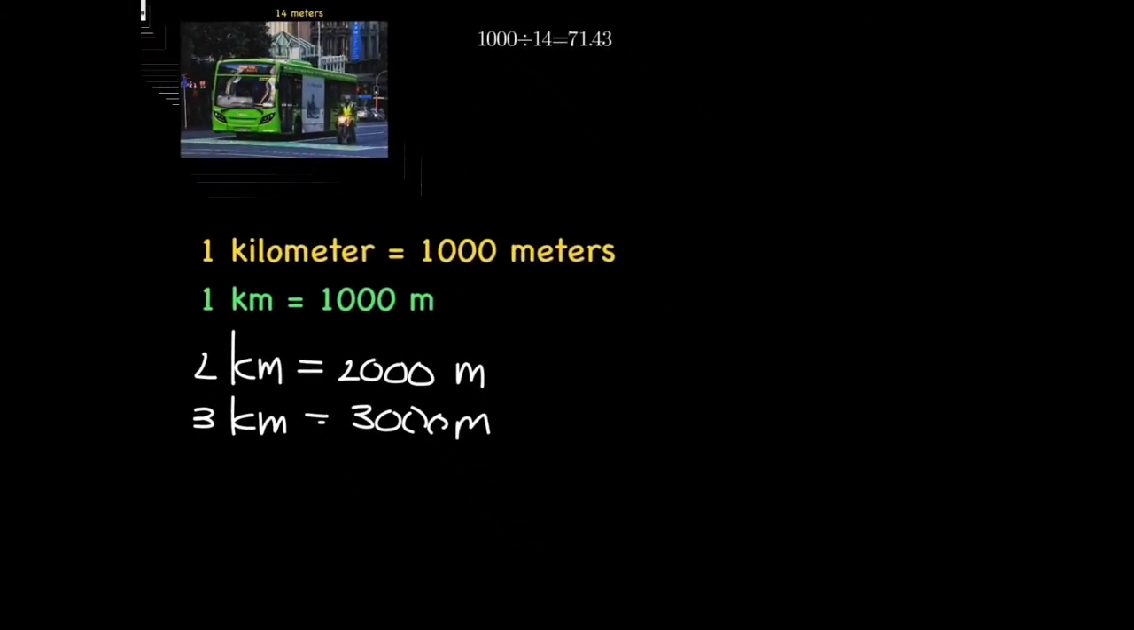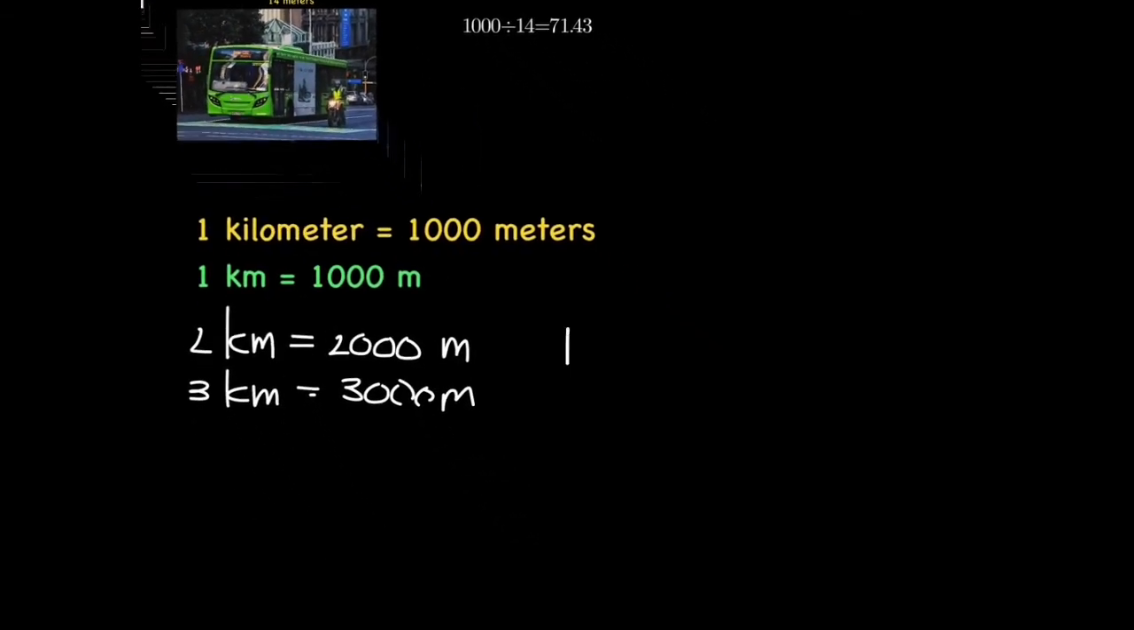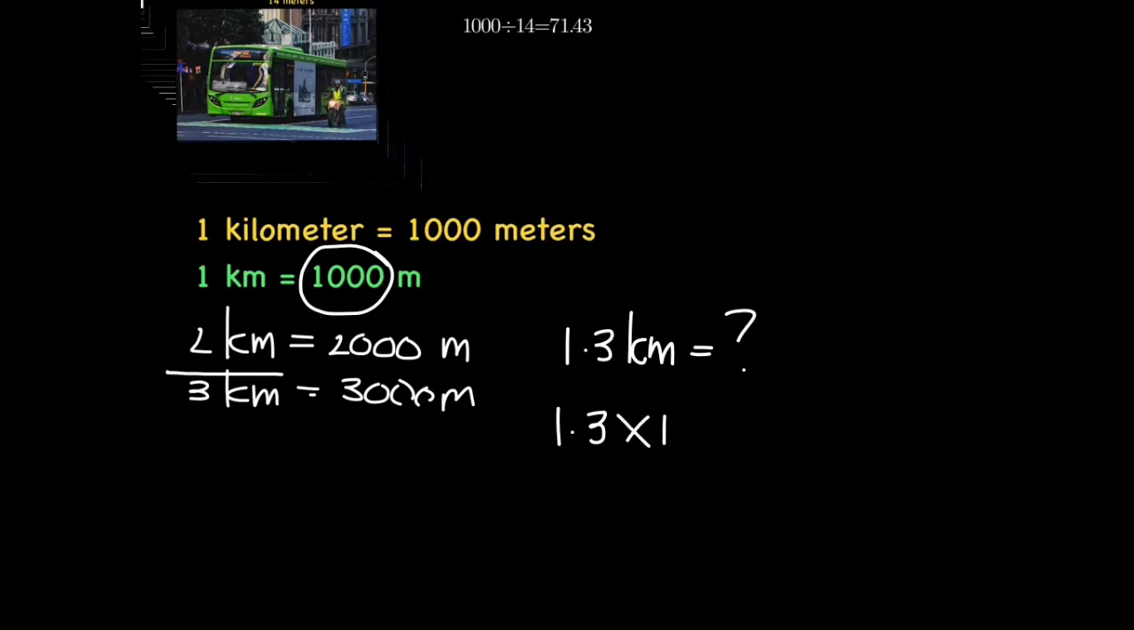What about 1.3 kilometers? Remember, to obtain the conversion for 2 kilometers, we simply multiplied 2 by 1,000. That's why we got 2,000 meters. So in the case of 1.3 kilometers, that is simply 1.3 times 1,000 meters, which is equal to 1,300 meters.